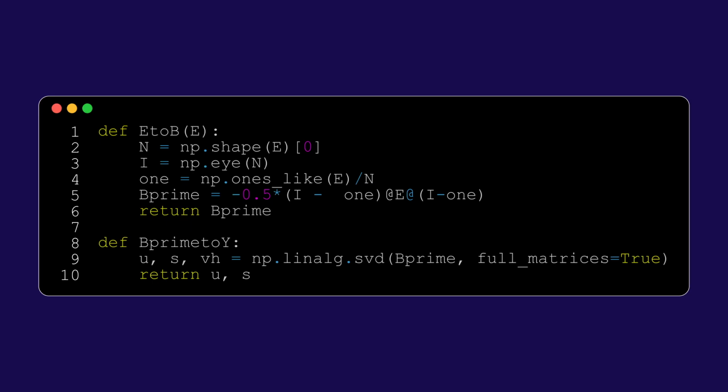To go from E to A, we use double centering on E to get B prime, which is the centered inner product matrix. Then we find the square root of B prime using the eigen decomposition. We just require the eigenvalues and eigenvectors.